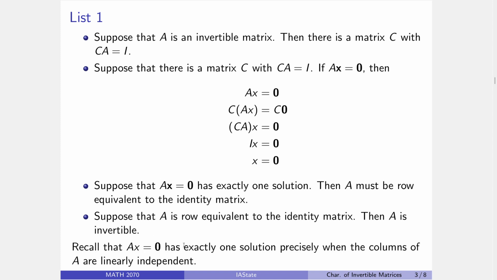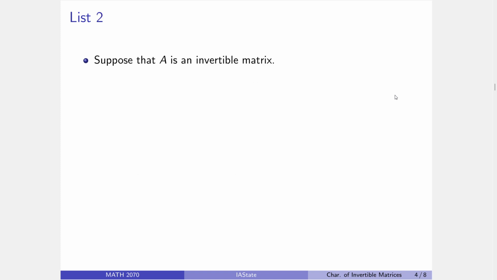And also, let's note something else here along the line. AX equals 0 having precisely one solution only happens when the columns are linearly independent. So you can throw that one into the mix as well. All right, so this gives us our first run-through of properties of a matrix being invertible. We find that it's equivalent to the homogeneous system having only the trivial solution, the columns being linearly independent, being able to multiply on the left and get the identity, and being row equivalent to the identity. Got all that? All right, let's do it again.